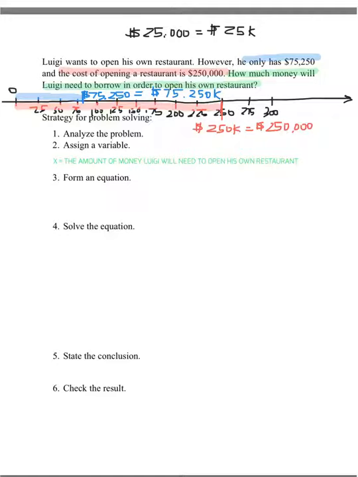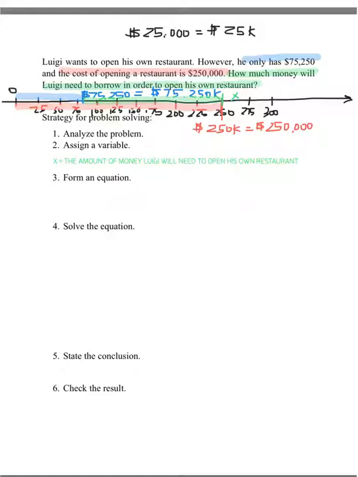Now the question is, how much more money will Luigi need to borrow in order to open his own restaurant? Well, that's going to be the difference between the two. Currently, he's at the 75.250K mark, and he needs to get all the way up to the 250K mark. So what he needs is all this stuff right here. And that's what we labeled to be our variable x.